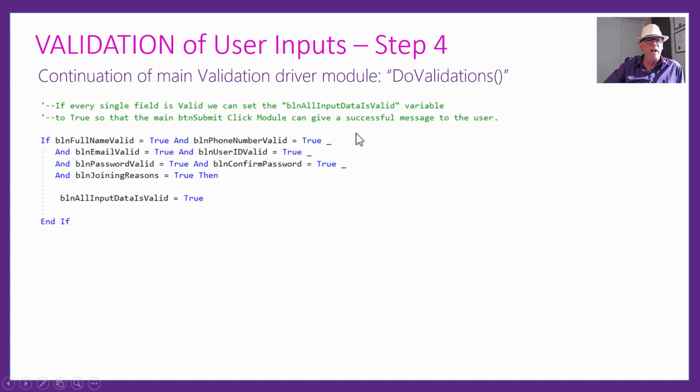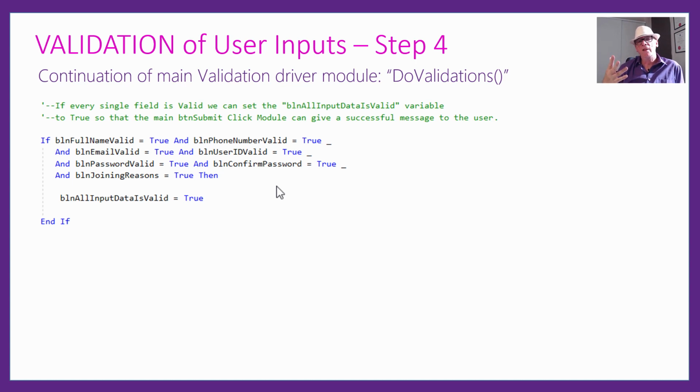Then finally, if we find out at the end that every single field we've checked is okay, so they've all been set to true when it did each individual validation subroutine for each field, we can set the master variable that all of the input data is valid.